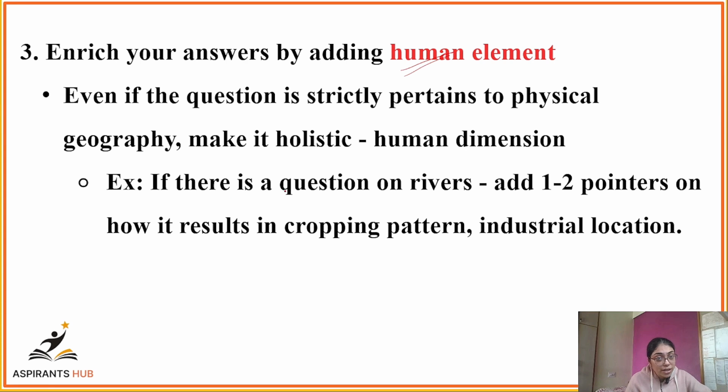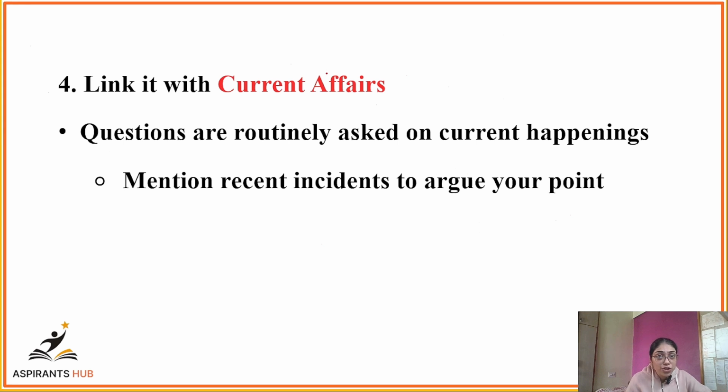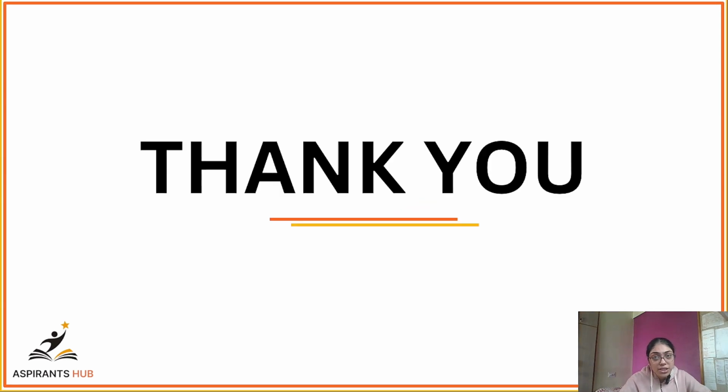Next component is always make sure to add human element even in a physical geography question. Okay, for example, if there is a question on rivers, right? So this is purely a physical geography question. Add 1 to 2 pointers on how it results in cropping pattern, industrial location, so that you are able to bring in elements from human geography. Okay. Next is always make sure to link your answers with current affairs. See, questions in geography are routinely asked based on current happenings. So mention these recent incidents to argue your point. Clear? So with this, we've seen all the components with respect to geography.